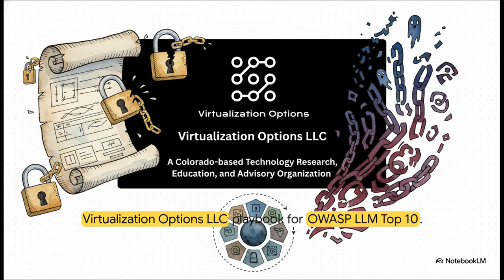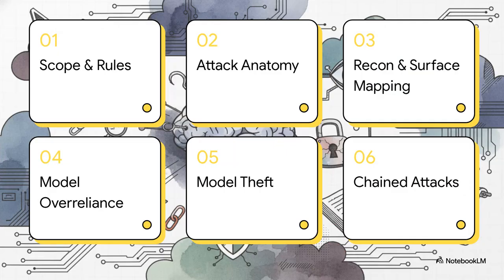It's pulled directly from the newly released Playbook by Virtualization Options LLC, giving us a ridiculously actionable blueprint. We're not just talking about theory here. It's a structured adversary playbook that maps right to the OWASP LLM top 10 attack classes. It takes us all the way from basic model fingerprinting up to complex agentic chain exploitation. The chapter packs in 80 ready-to-run prompts, and today, we're going to break down the core mechanics of how they actually work. So here is your mission briefing.